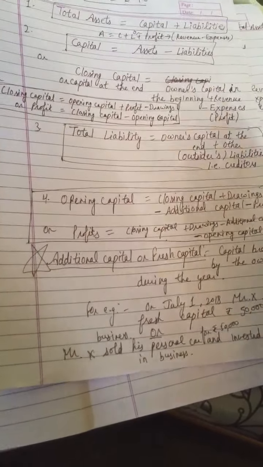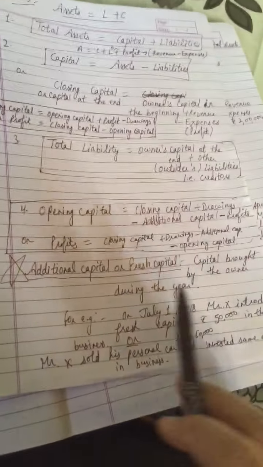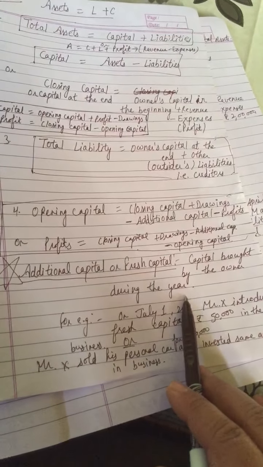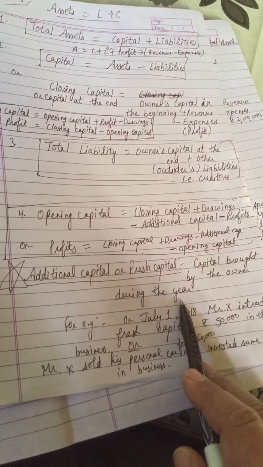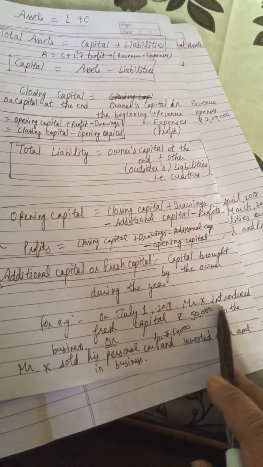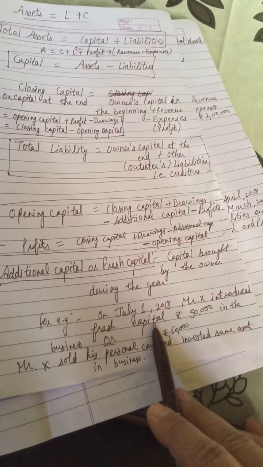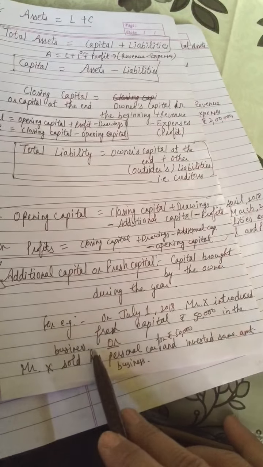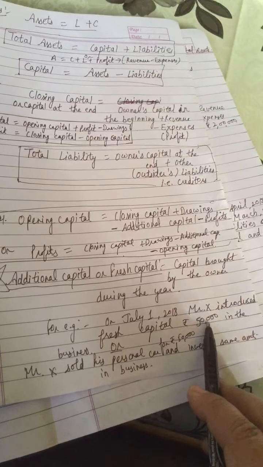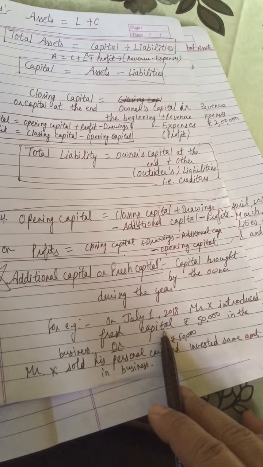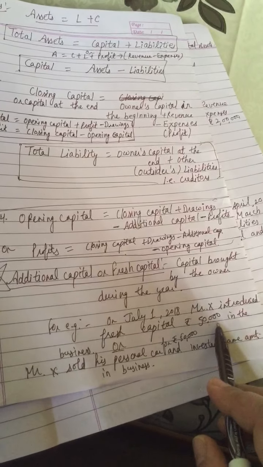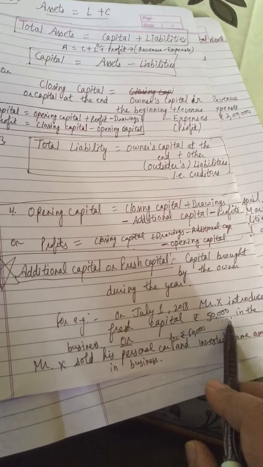What are additional capital and fresh capital? Additional capital or fresh capital means capital brought by the owner during the year. Okay, for example, on July 1st 2018 Mr. X introduced fresh capital or additional capital of rupees 50,000 in the business. Means Mr. X has brought 50,000 as capital during the year. So 50,000 is known as additional or fresh capital, not opening capital.